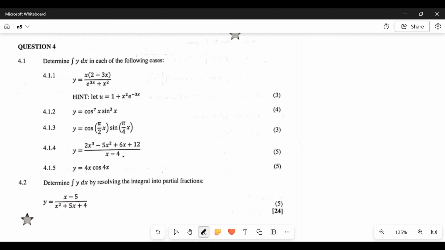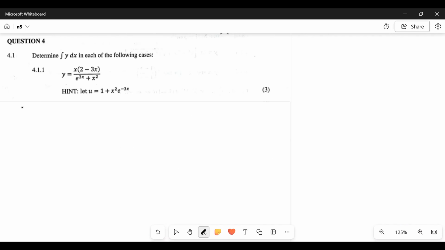Alright guys, here is our question 4. Now question 4 is based on integration. If you look at 4.1 there, they say determine the integral of y dx in each of the following cases. And it also has 4.1 and 4.2. All these questions that you see here are integral questions. So let's look at 4.1.1 and let's solve it.